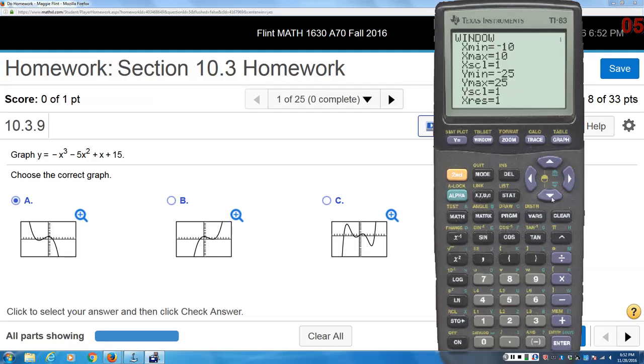So I'm gonna go back to window again, and instead of trying to count that by ones, I'm gonna try to count it by fives.